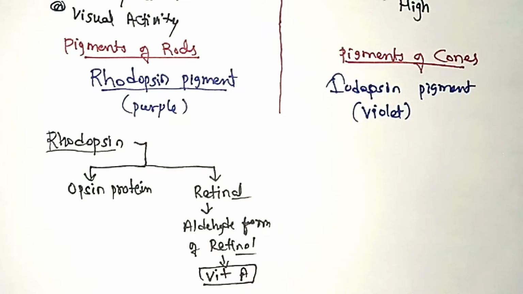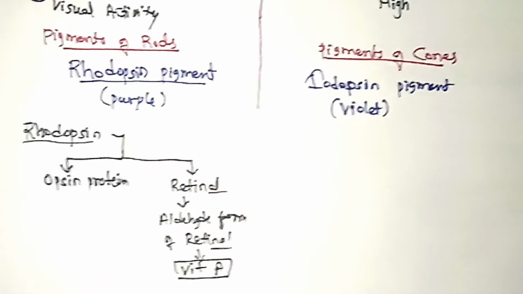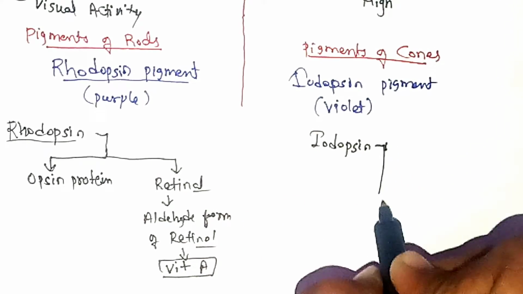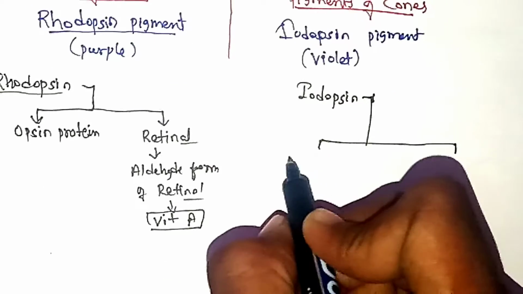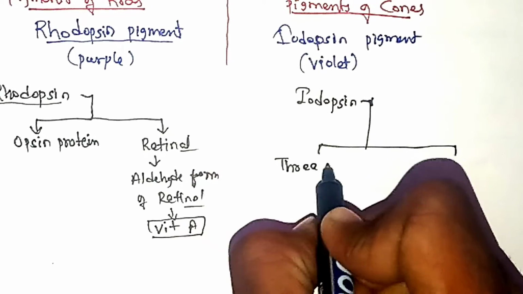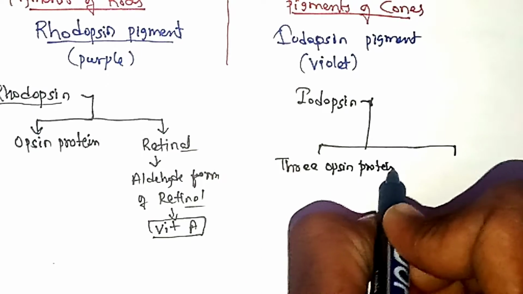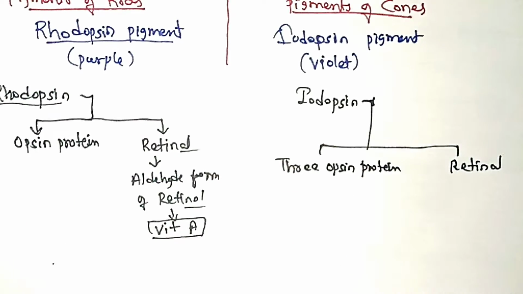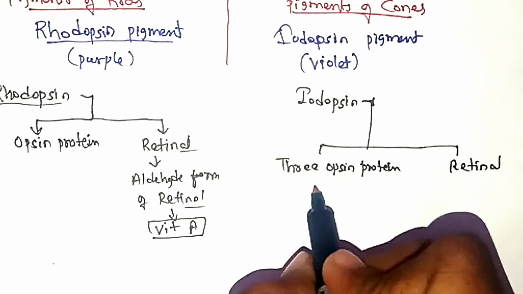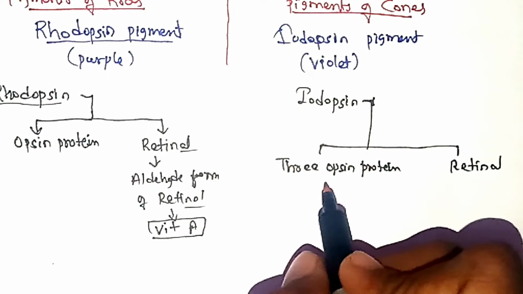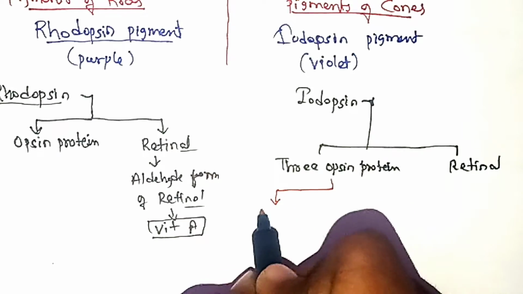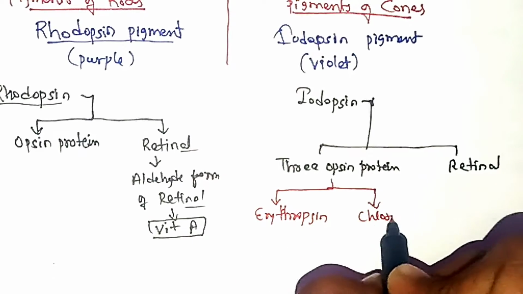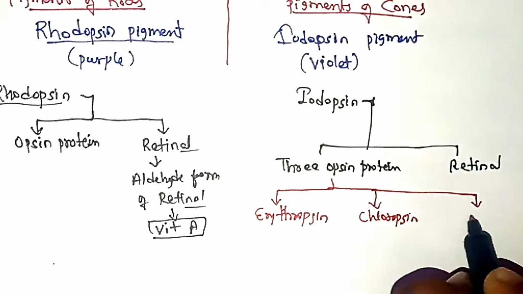Now iodopsin is made up of the same, but see here, iodopsin pigment is made up of 3 opsin proteins and retinal. Retinal is the same, but here the opsin proteins are 3, which are erythropsin, chloropsin and cyanopsin.